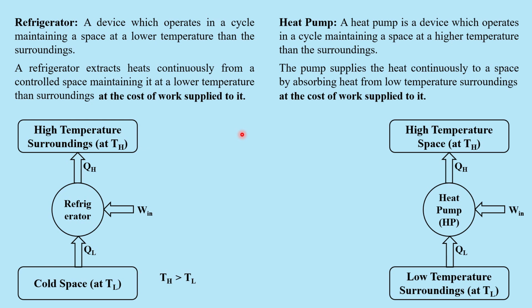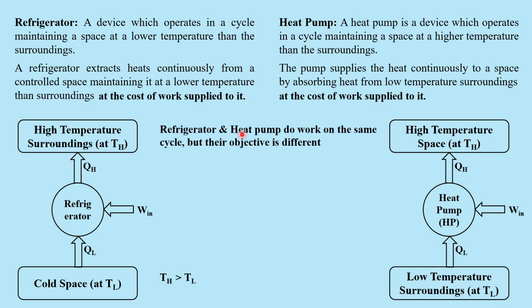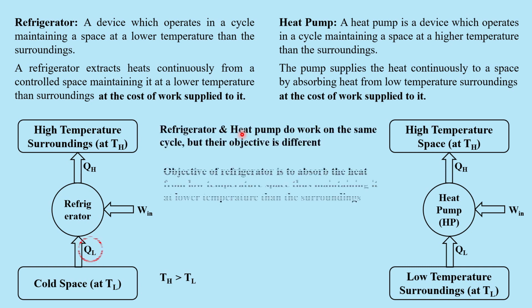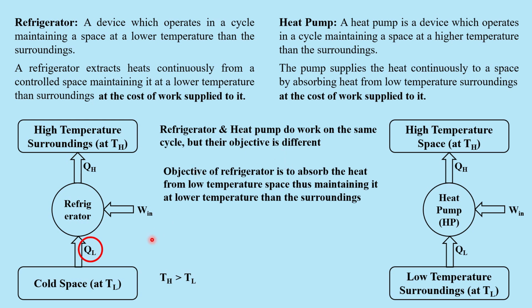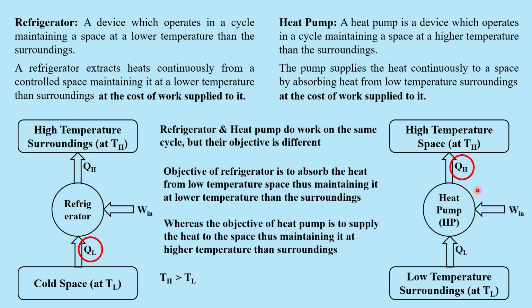Now refrigerator and heat pump both work on the same cycle. They extract heat from a low temperature region and supply it to a high temperature region. Yet both are different. Why? Because their objective is different. In case of a refrigerator, the objective is how much heat is being absorbed from the cold space in order to maintain it at a lower temperature than the surroundings. Whereas in case of a heat pump, the objective is how much heat is being supplied to the space in order to maintain it at a higher temperature than the surroundings.